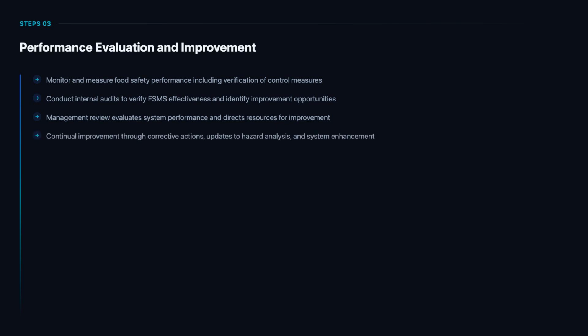Continual improvement drives the FSMS forward. When nonconformities occur, investigate root causes and implement corrective actions. Regularly update your hazard analysis as products, processes, or regulations change. The FSMS must evolve with your business and the food safety landscape.